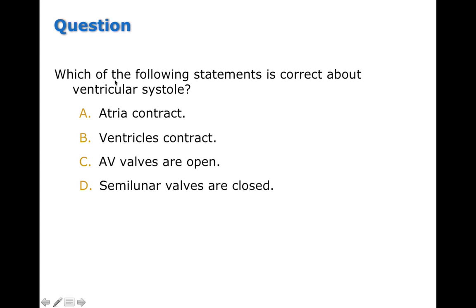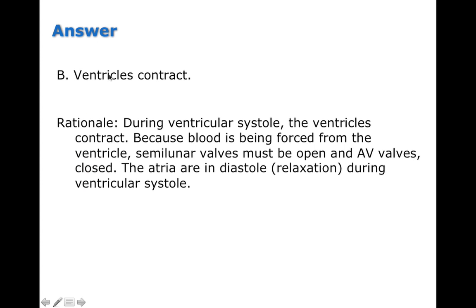So this question says, which of the following statements is correct about ventricular systole? Are the atria contracting during this time? Are the ventricles contracting here? Are the AV valves open? Or are the semilunar valves closed? Which of these is the most correct answer during ventricular systole? It actually is ventricular contraction, right? Literally, ventricular systole means ventricular contraction.